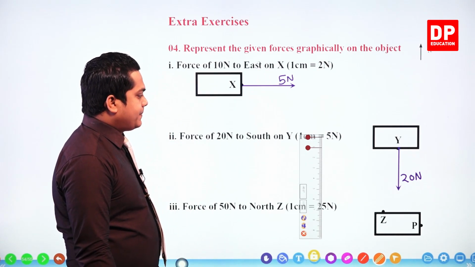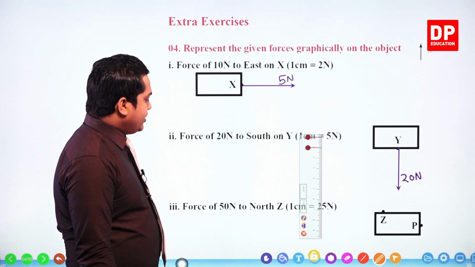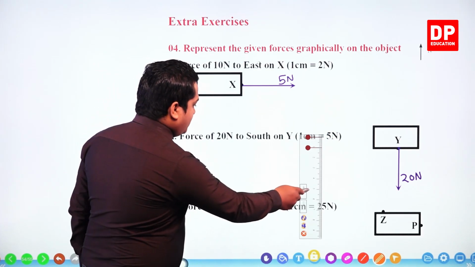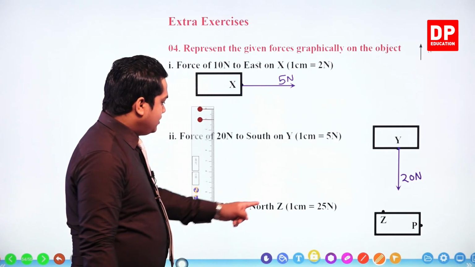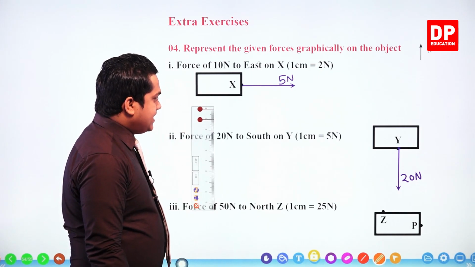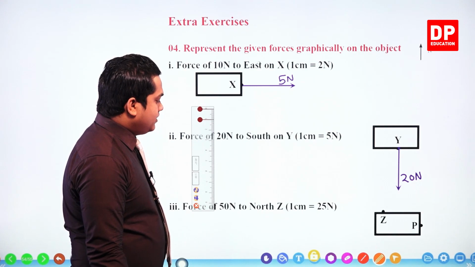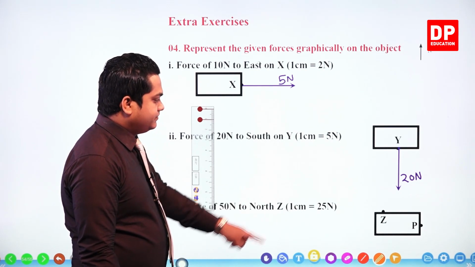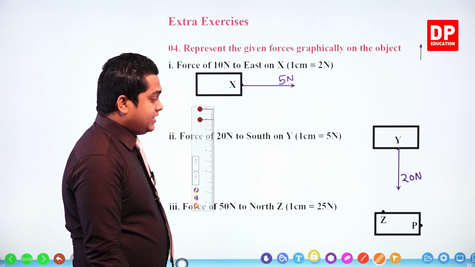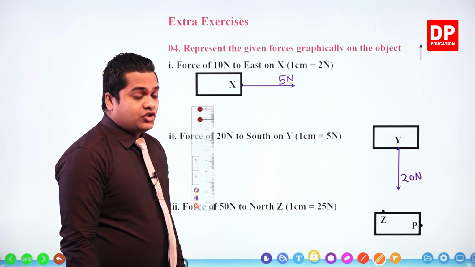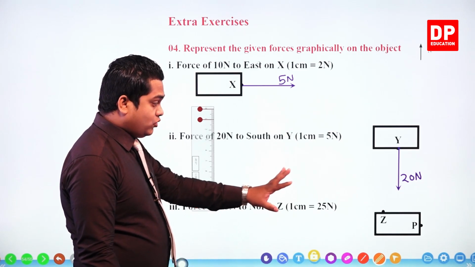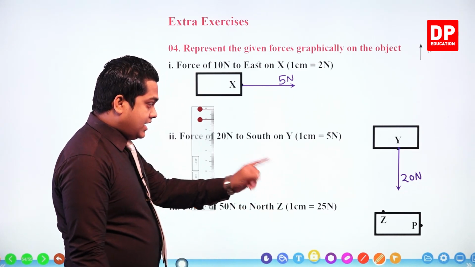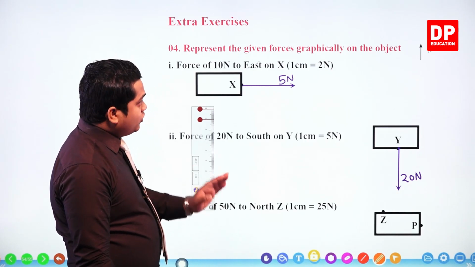The next one. Force of 50 Newton to north on Z, right? Z is the point. So 50 Newton to north, Z is the point. Z is given here. See, there are two points. Z is the point which you need to apply the force. So there are two points, P and Z. So take Z to the north.